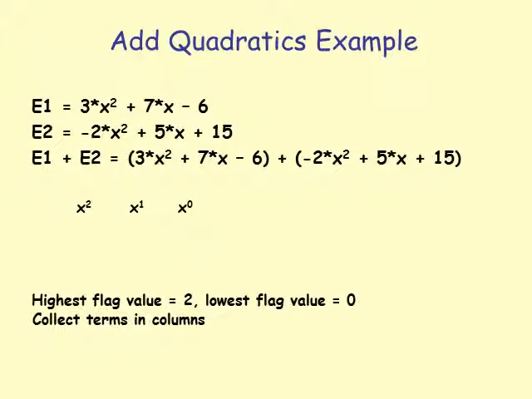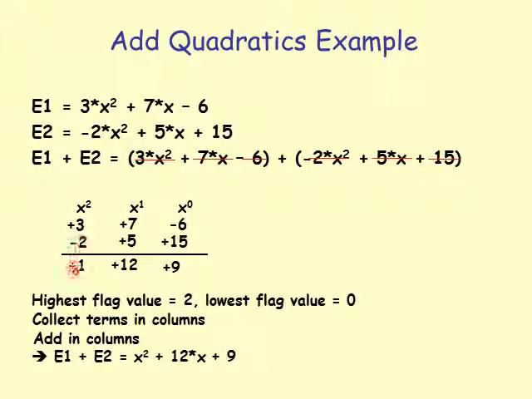Let's continue here. Collect terms in columns. So 3x squared, 3 goes in the column x squared. Then plus 7x, 7 goes under column first power of x. The minus 6 constant term goes under 0th power of x. Now the second expression, which is E2: minus 2 for x squared, plus 5 for x, and plus 15 for the constant term. Okay, so now we would add up in the columns.